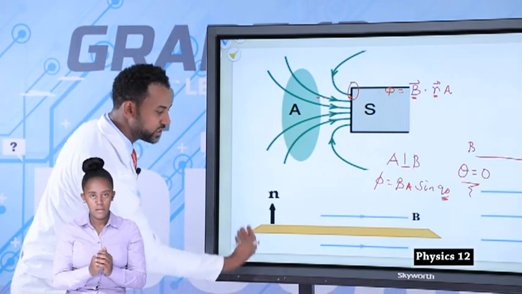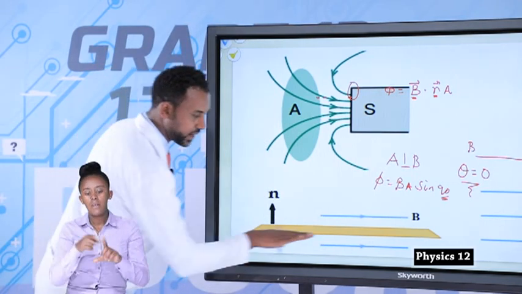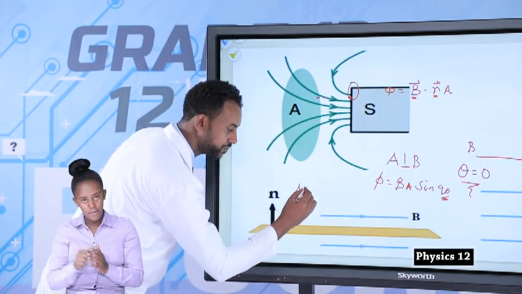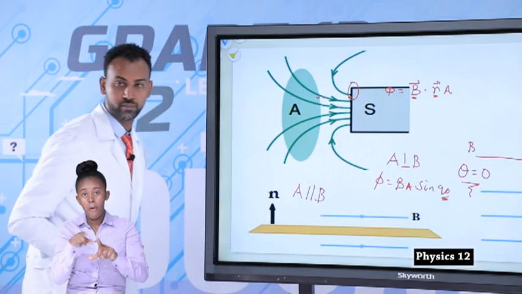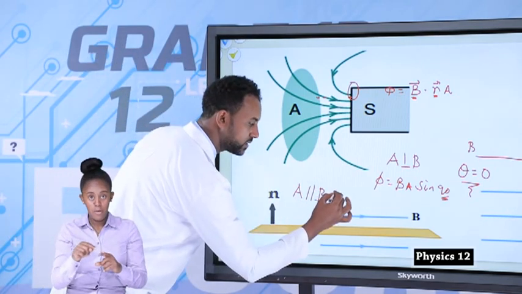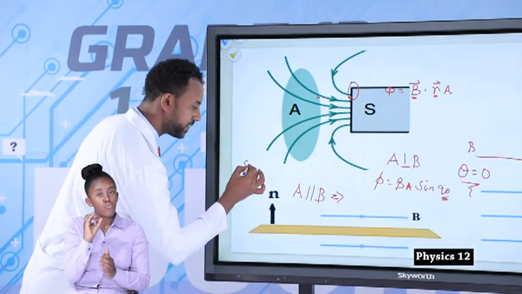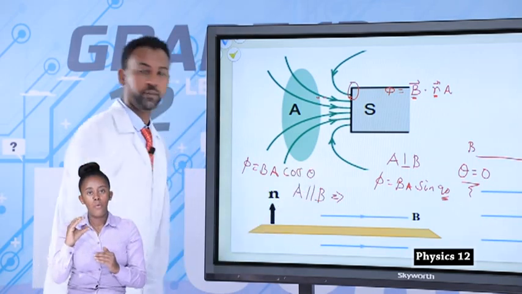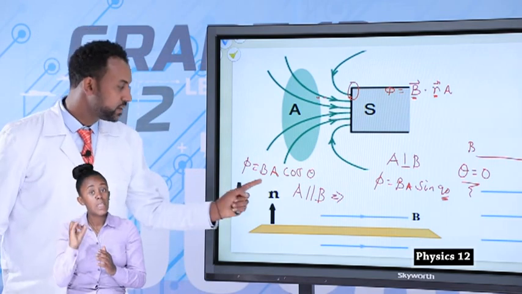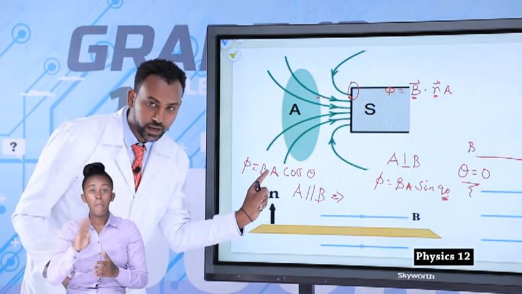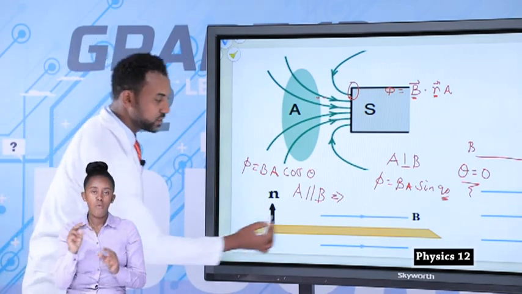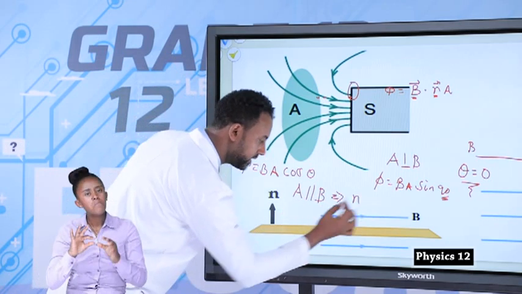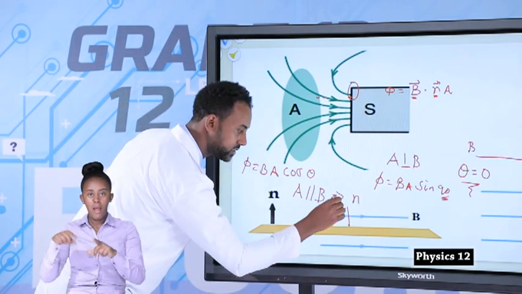So students, can you try to find the angle here? The area is parallel to the magnetic field B. Is theta 0? If you use flux phi equals B A cosine of theta, what is theta? Theta is the angle between the magnetic field and not the area, but the normal line. Since the area is parallel to the magnetic field, the normal line, the line perpendicular to the area, is acting upward.